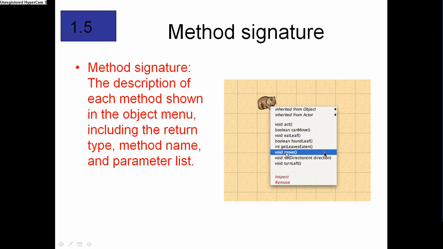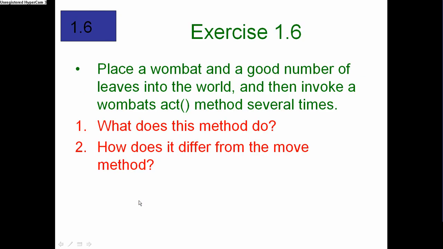When you right-click on this guy and then click on this thing, and it gives you some information, that's called the method signature. It's a description of each method shown in the object menu, including the return type, the method name, and the parameter list. So this right here that we're looking at, that thing in blue, that is the method signature. Write that down.